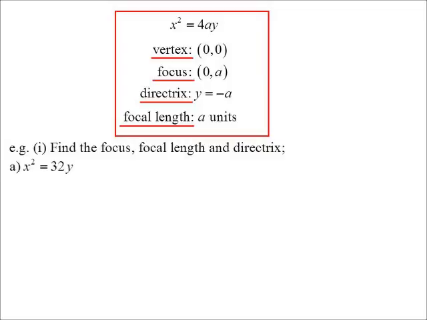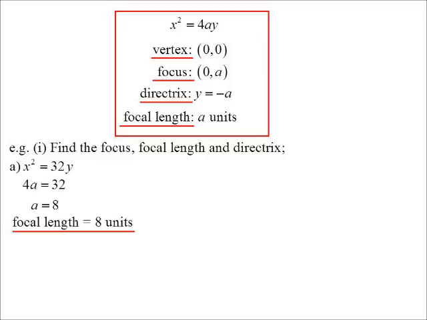So here's a parabola. We don't normally see it written this way. Normally we would see it written as y equals x squared on 32. But I've put it in the format x squared equals 4ay, so I can pick it out easily. So we want to find the focus, the focal length, the directrix. The key is working out what a is. Well, in this case, 4a is 32. a is 8. I now can answer the question. Well, the focal length is 8 units.